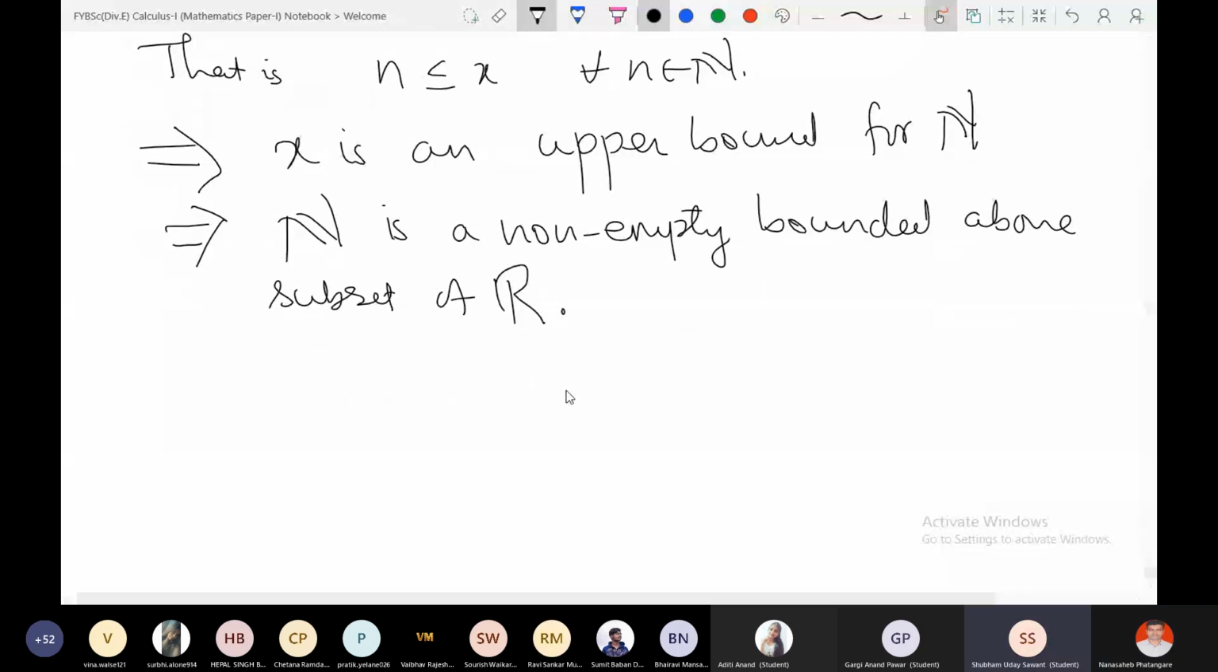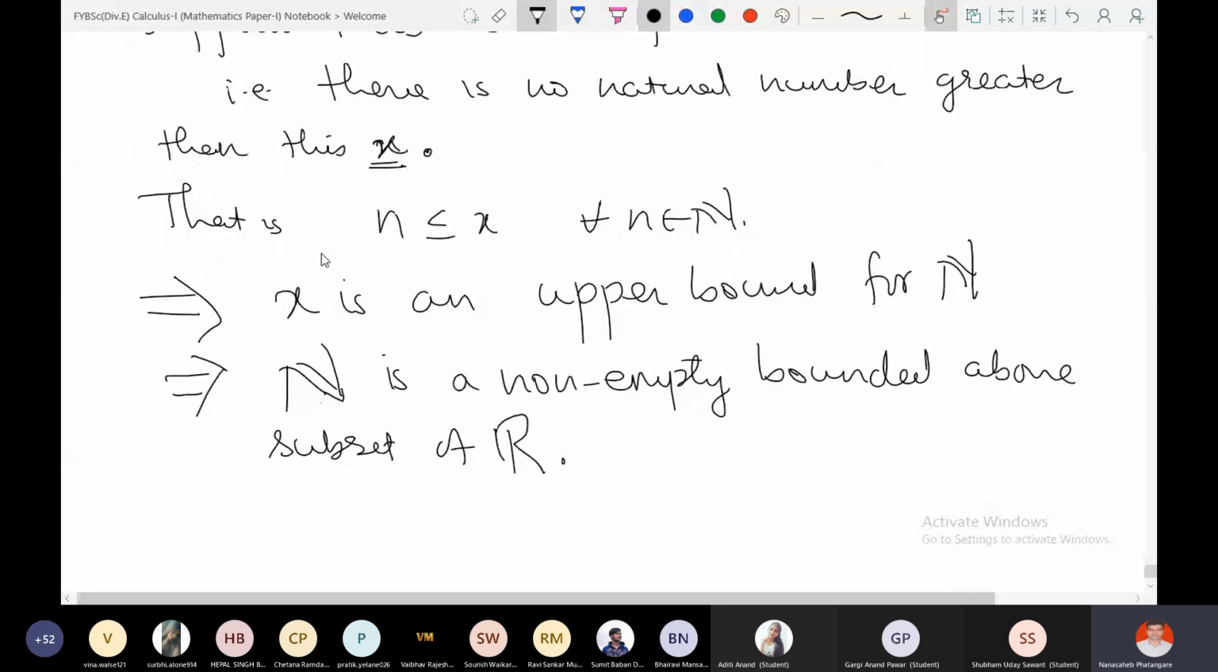N is not bounded above. That is a contradiction that we don't know right now, right? What we have so far is that N is a non-empty subset. Definitely it is non-empty, and it is bounded above, right? Basically what you are saying is that N is not bounded above. Ultimately we are proving that thing. N is not bounded above. That is what we want to prove.